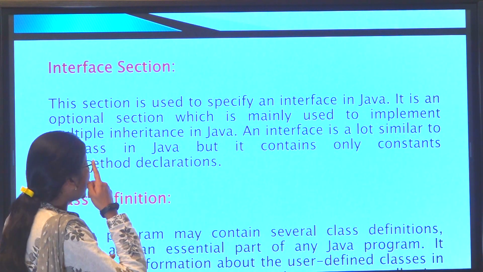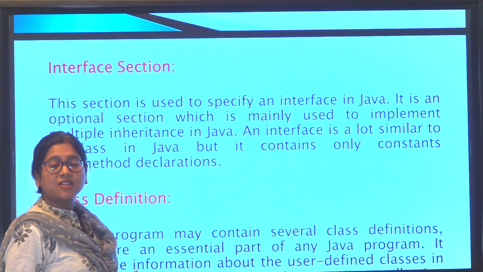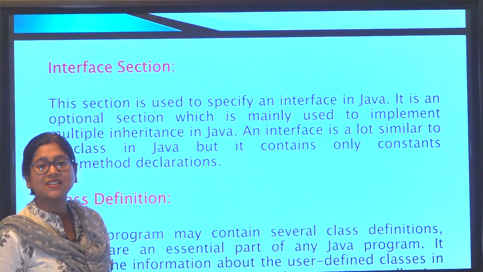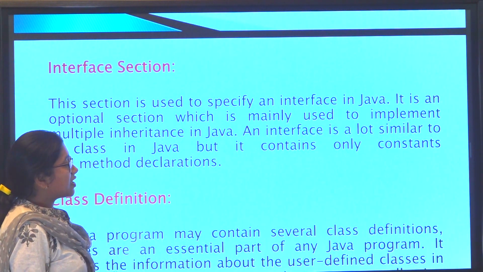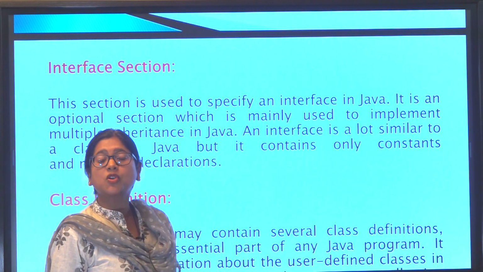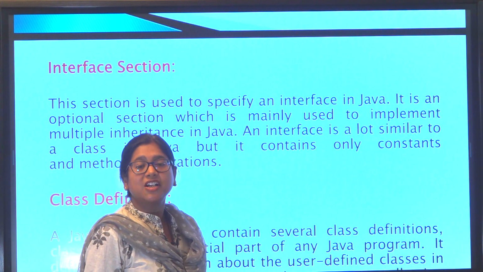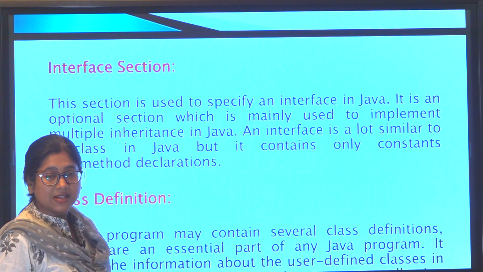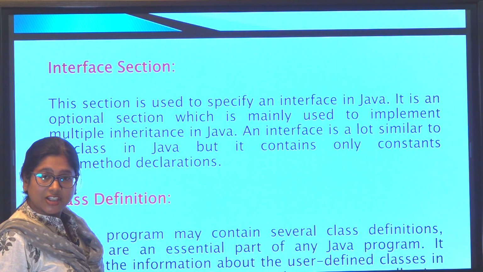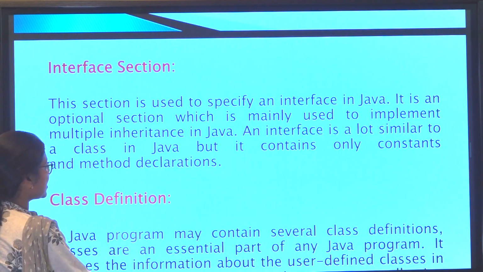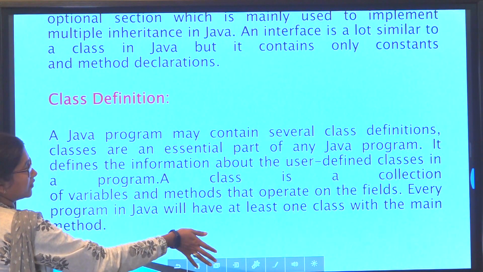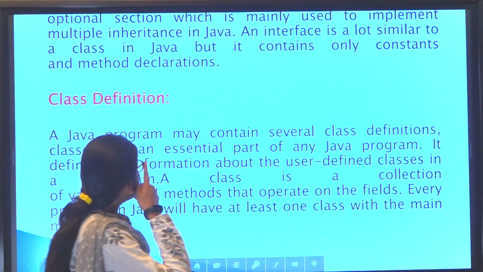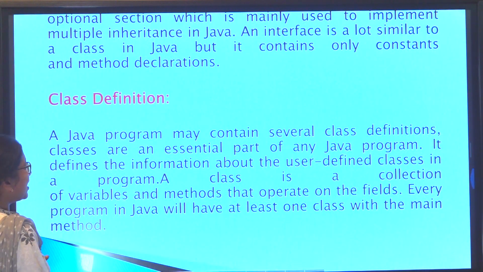What happens in a class? Within a class, we can define variables as well as methods, while in an interface, we can only define constants and we only declare the methods, not the defining parts. Now, next is the class definition section. What happens here?